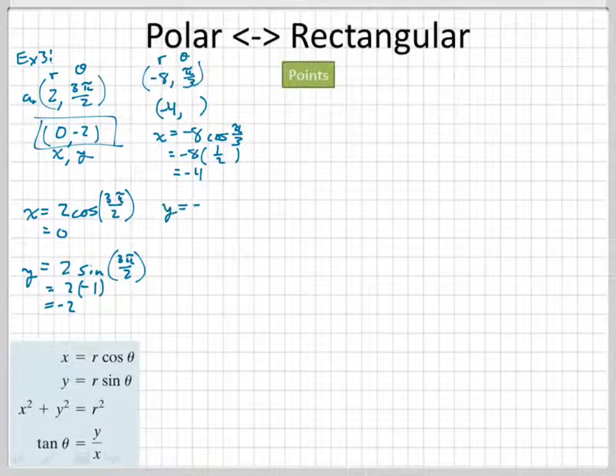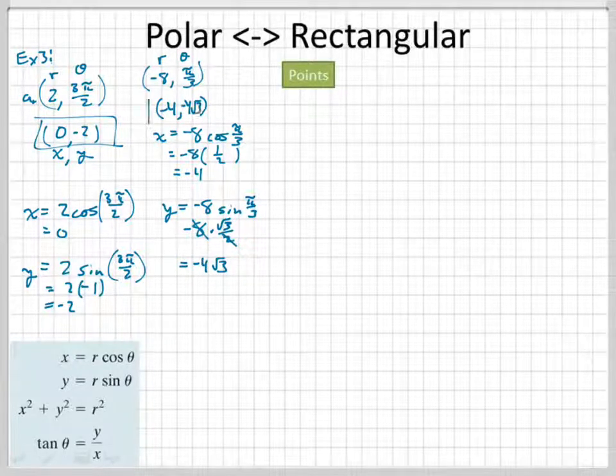And what's my y? So I plug in all my stuff again. So we have sine. What's sine of pi over 3? Rad 3 over 2 times negative 8. So that 2 is going to cancel out with the negative 8, so we get negative 4 rad 3. Negative 4 rad 3. Okay, so that's going from polar to rectangular. I'll finish this next one.